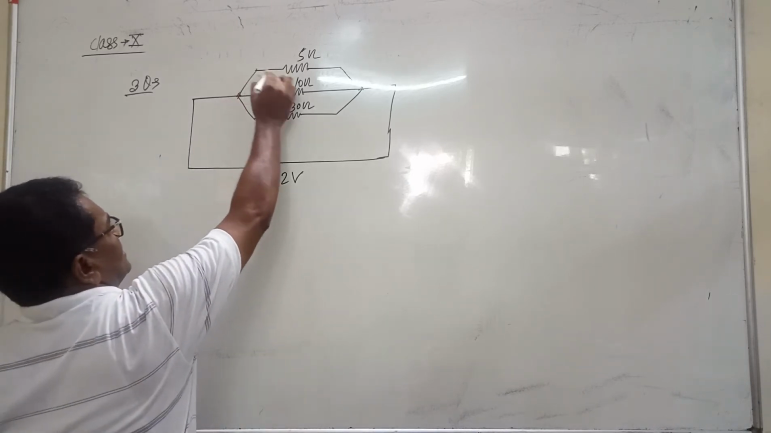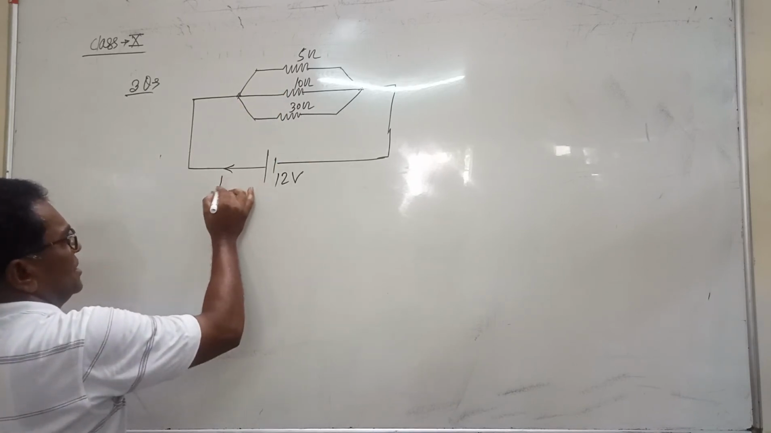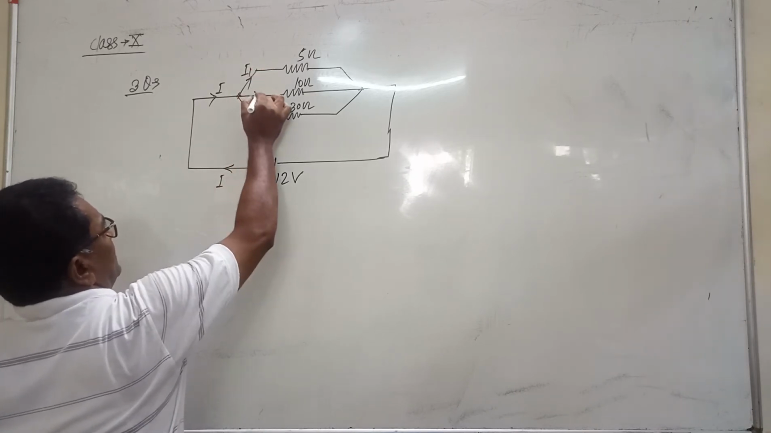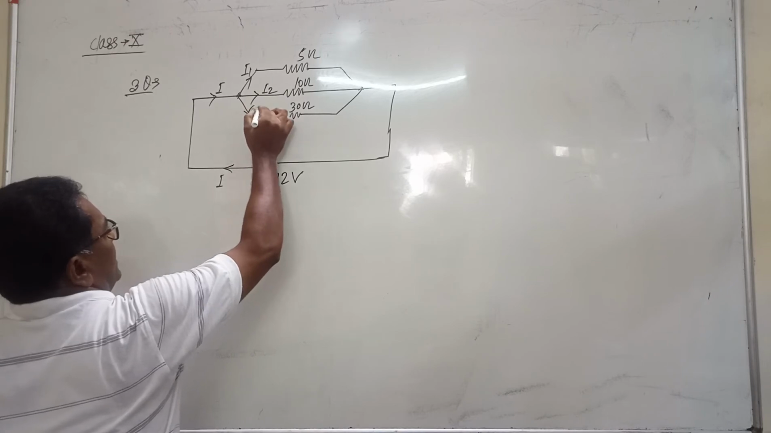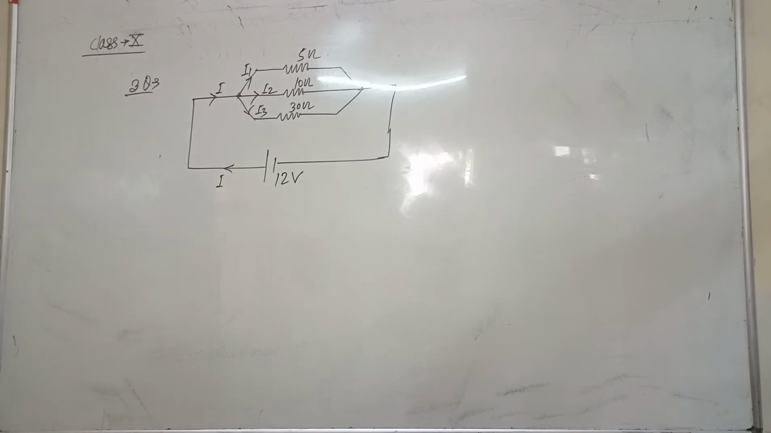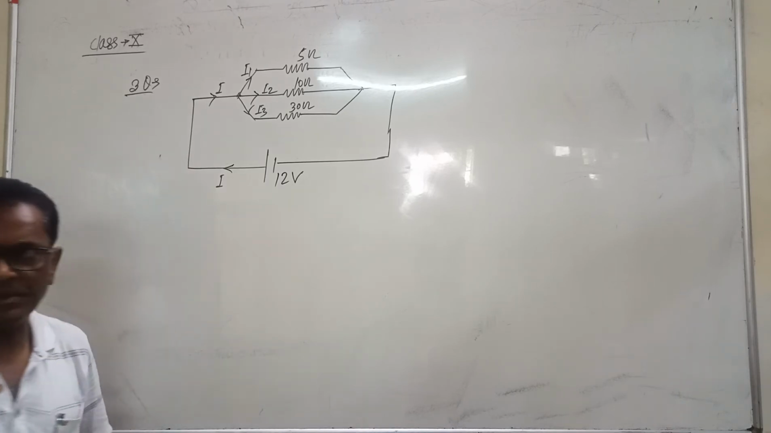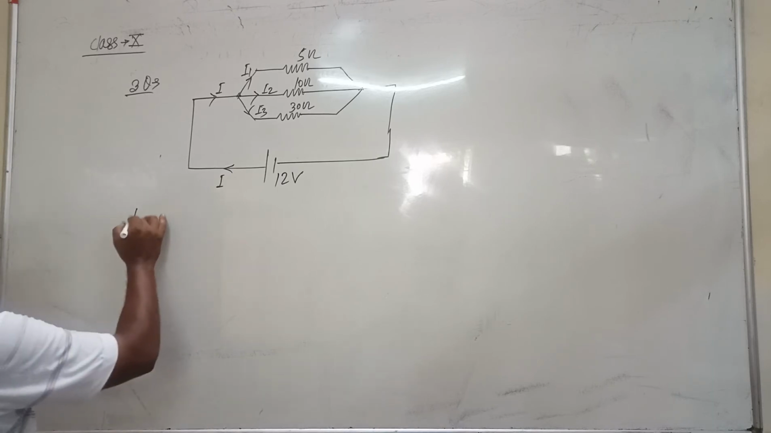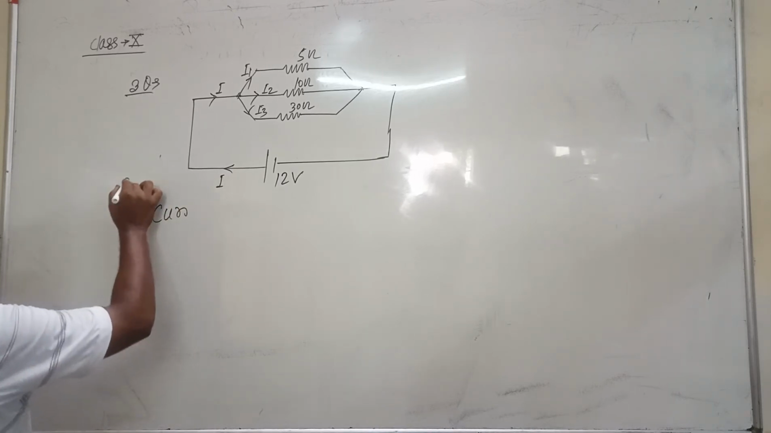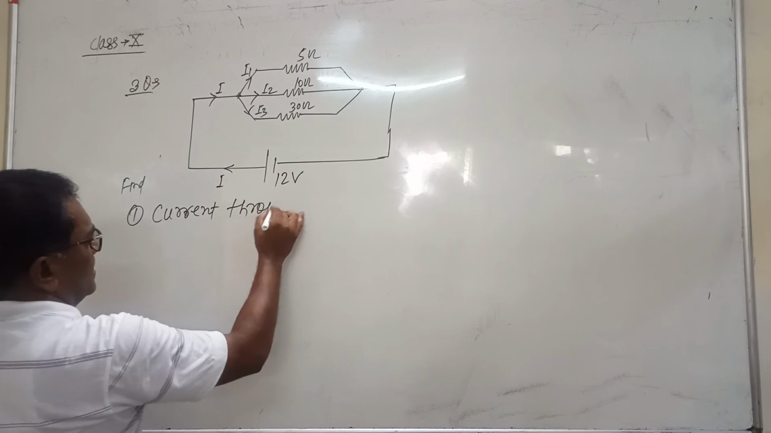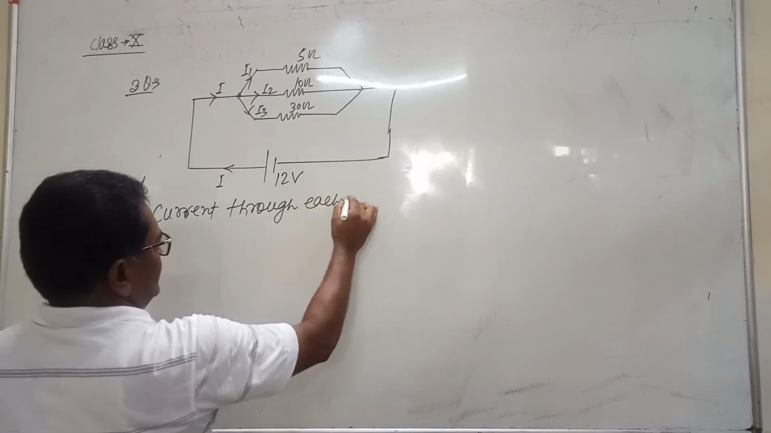In each resistance, the current will be different. Suppose the total current is I. So in this resistance, current I1 will go. In this, there is I2 current, and in this resistance, the current is I3. Let us suppose that I1, I2, I3 are the currents across the three resistances. So we have to find the current through each resistance.